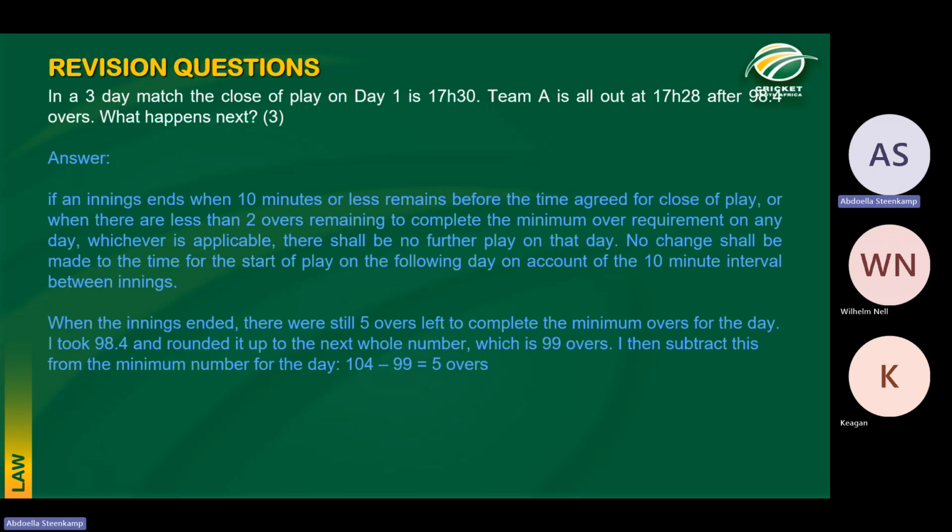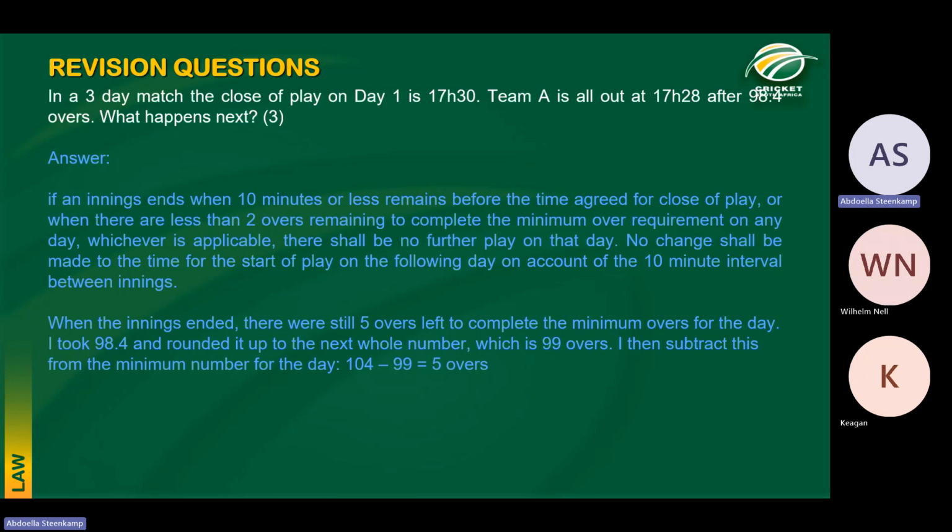So now I took 98.4, rounded it up to the next whole number, because there's a playing condition that tells us to round it up, which is 99. Then subtract this from the minimum overs for the day, which is 104 minus 99, which leaves me with 5 overs left for the day.